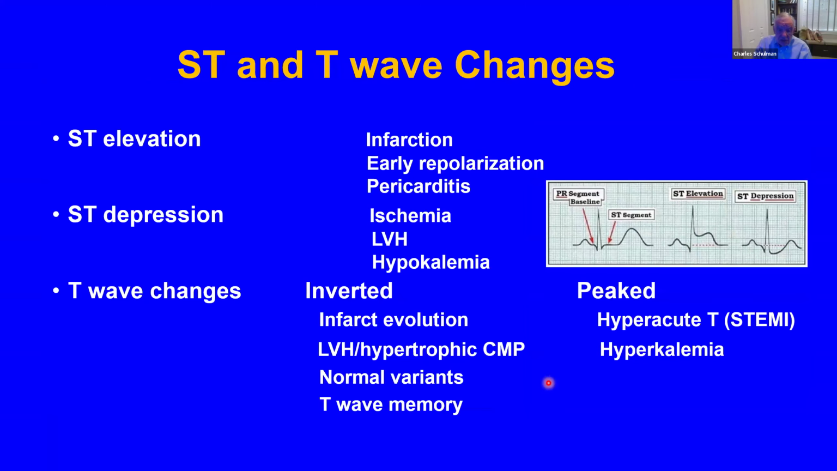So STT changes, there are a number of them. There's ST elevation due to infarction or early repolarization or pericarditis. There's ST depression as caused by ischemia or left ventricular hypertrophy or hypokalemia. There are T wave changes, both inverted and peaked, and we'll cover all of this material.